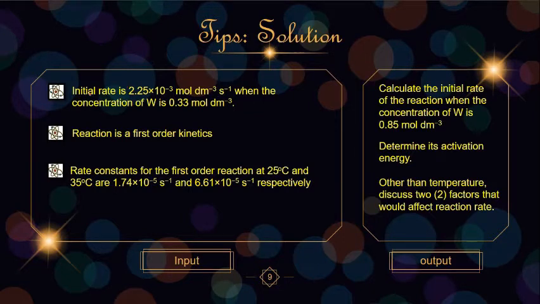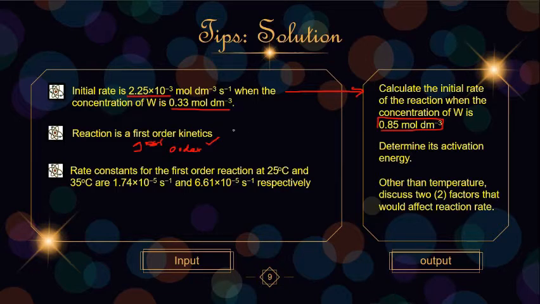So the initial rate is already given. For the concentration, 0.33 molar, this is the first piece of information. And you need to calculate the initial rate when the concentration is 0.85 molar. The second input is that the reaction is first order kinetics. So you already know this is a first order reaction.